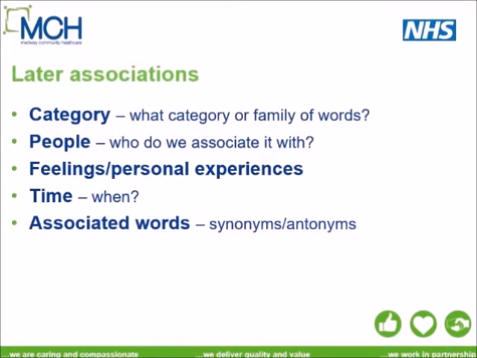As children get older, their associations between words become more complex. They might associate words by category, so they might link the word strawberry with fruit. They might associate words to do with people, so they could link whiteboard with teacher. They may link feelings or personal experiences. They could associate exciting with funfair. They might associate words by time, so they could link breakfast with morning.